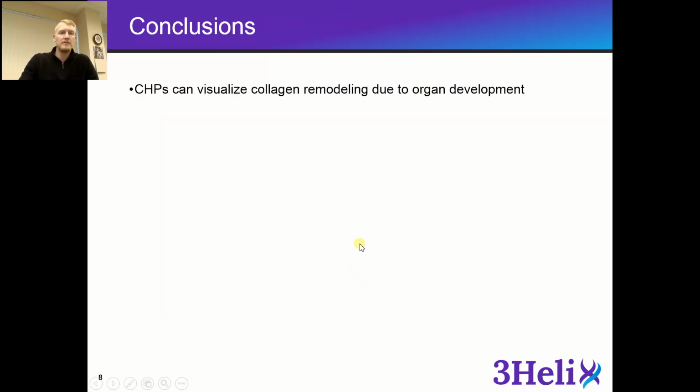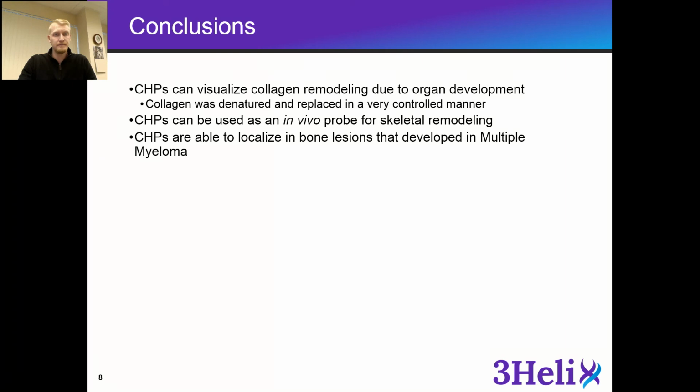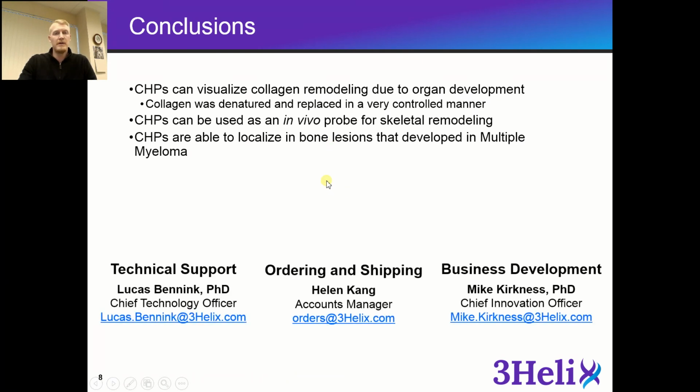So in conclusion, CHPs were able to visualize collagen remodeling due to organ development. Again, this is a very controlled manner. CHPs can also be used as an in vivo probe for skeletal remodeling in a cancer model. And the CHPs were able to localize some bone lesions that developed in multiple myeloma.